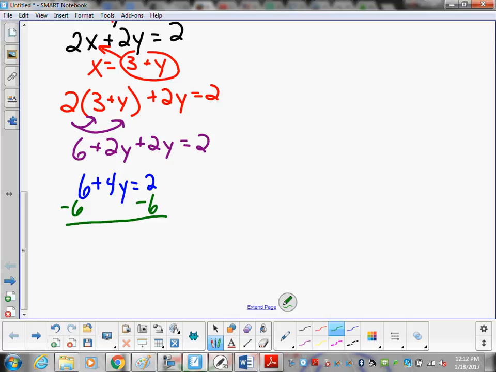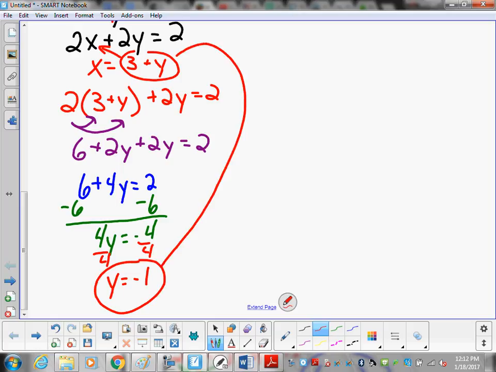Subtract the 6 first, and then divide by 4. And so 4y equals negative 4. And then y equals negative 1. To get the x, I'm going to take that negative 1 and plug it in for y right here. So x equals 3 plus a negative 1. So x equals 2. So 2, negative 1 is my solution.